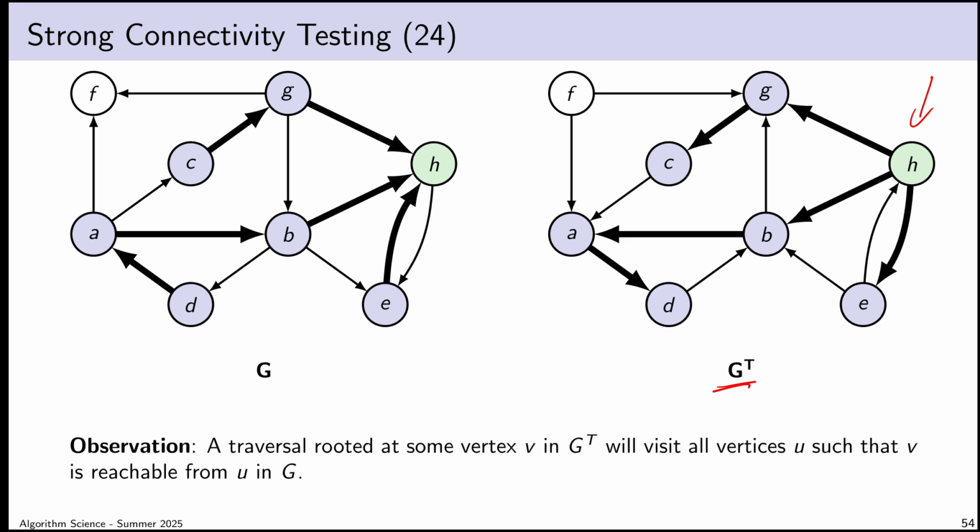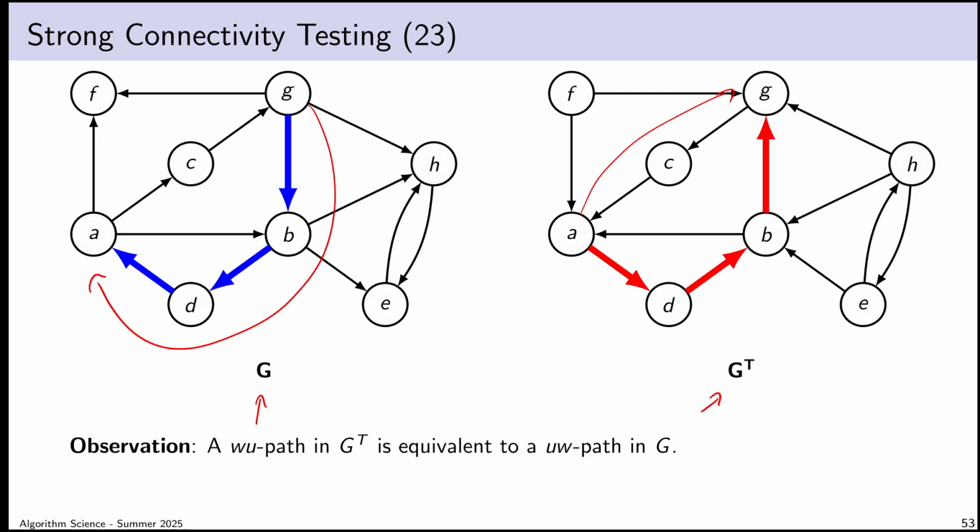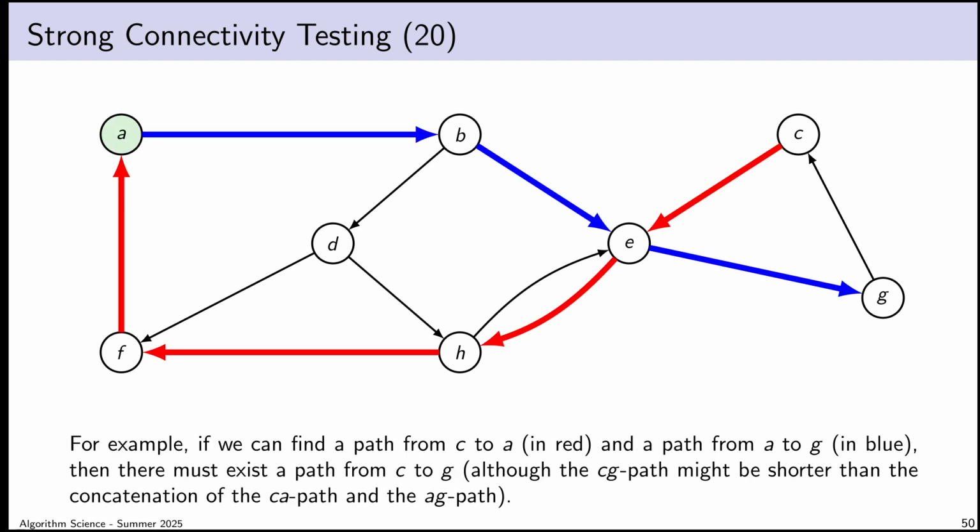So the observation I'm making here is that if I do a traversal rooted at, let's say, vertex H in G transpose, that's going to visit all of the vertices U such that H is reachable from vertex U in G. In other words, here, for example, there's vertex D. Notice how what I have in my traversal tree, once I map it back over to G, is a path from D to H, as opposed to what I'm used to, which is an outbound path. This is a big deal because it tells me that my new strong connectivity test, leveraging this observation, can actually be done with just two traversals.